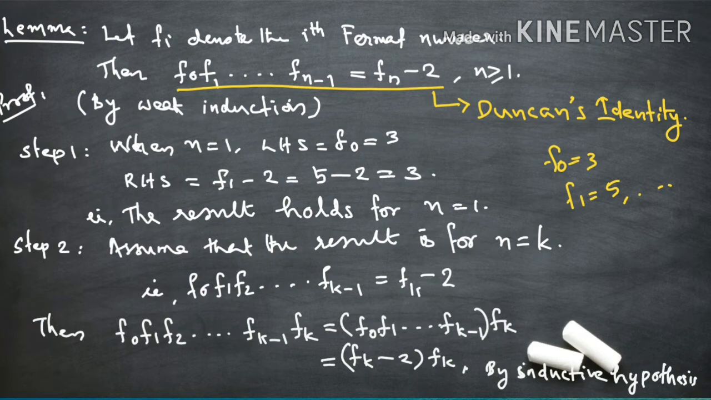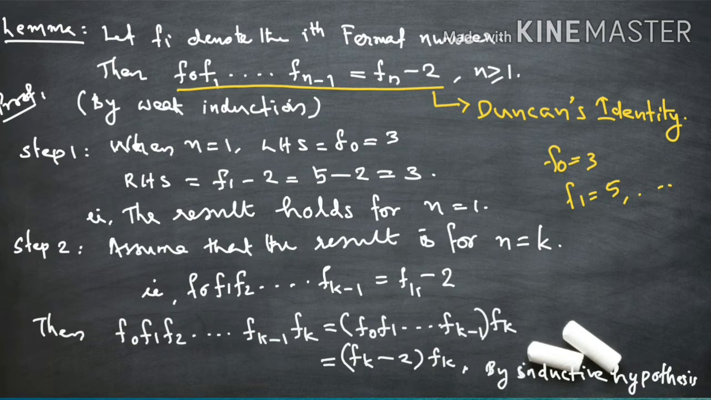It was discovered by Duncan, and hence this identity, this result, is known as Duncan's identity. I don't know the exact pronunciation, but we can say it is Duncan's identity. Okay. So the proof is by weak induction. I think you remember the weak induction method.